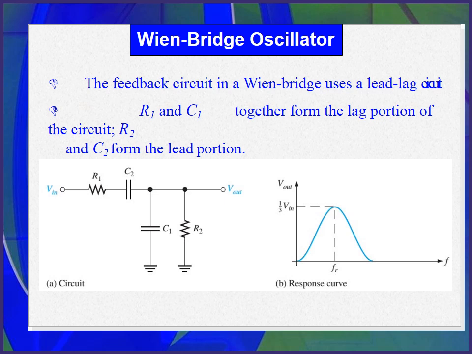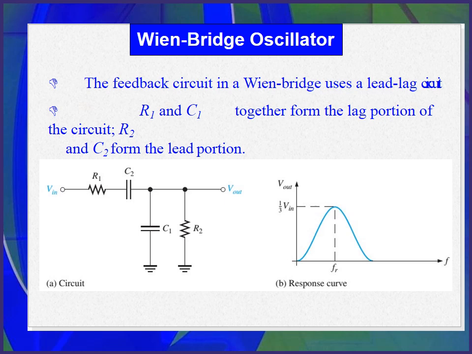So first we are going to see about the Wien bridge oscillator, which is the most widely used type of RC feedback oscillator. Here is one type of sinusoidal feedback oscillator. A fundamental part of the Wien bridge oscillator is the lead-lag circuit, which is shown in the diagram.